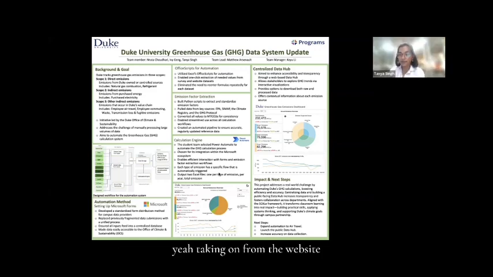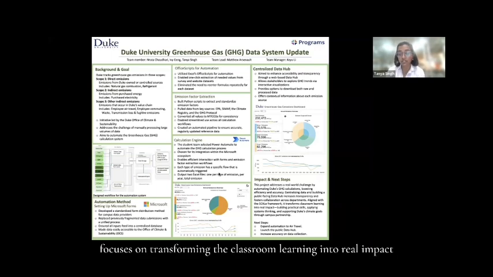Taking on from the website that the team was building upon, the next step was for us to communicate this data to all the interested folks, and this was done with regards to the SCALE framework. It focuses on transforming classroom learning into real impact by building practical skills and applying systems thinking to support Duke's climate goals.